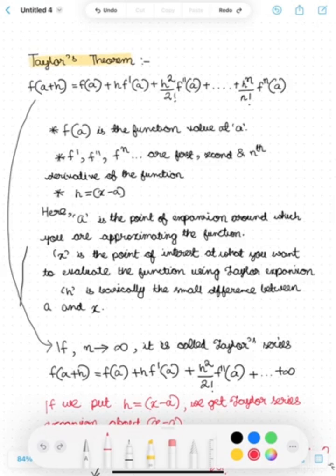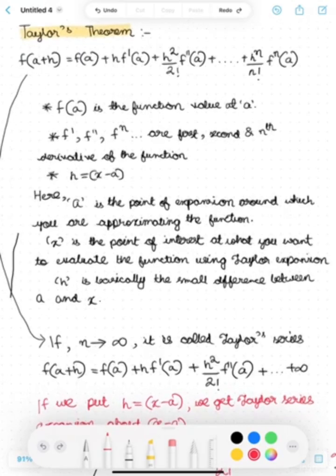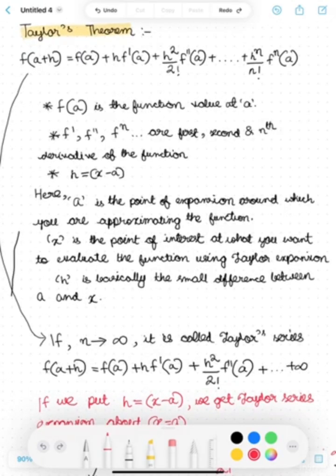a plus h f dash of a plus h squared by 2 factorial f double dash of a, and it goes all the way till its nth term, that is h to the power n divided by n factorial multiplied by the nth derivative of the function at a. f dash, f double dash, and f n are the first, second, and the nth derivative of the function.